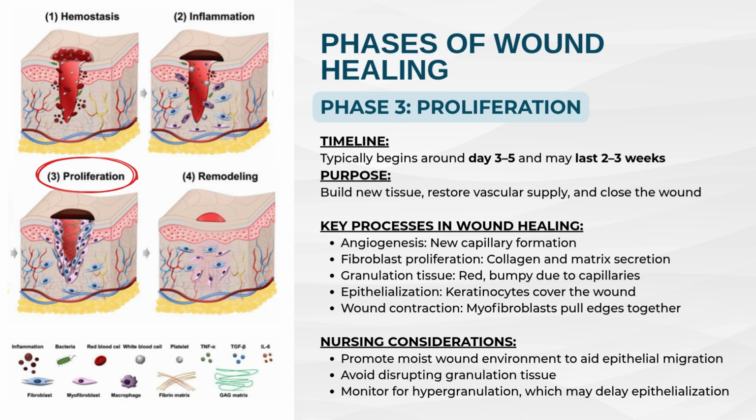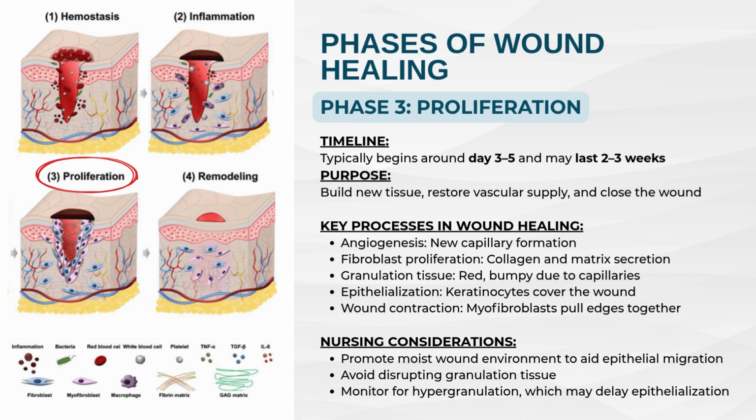Key processes include angiogenesis, the formation of new capillaries to bring oxygen and nutrients. Fibroblast proliferation, cells that lay down collagen and extracellular matrix, forming the scaffolding for new tissue. Granulation tissue formation, red bumpy tissue that signals healthy healing. Epithelialization, keratinocytes migrate from wound edges to cover the surface. Wound contraction, myofibroblasts pull the edges of the wound together.